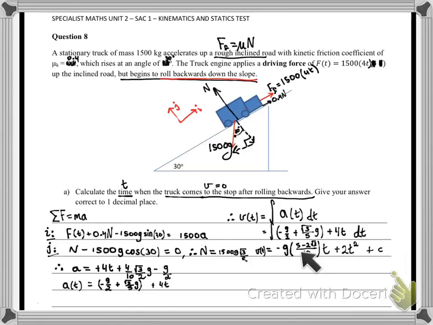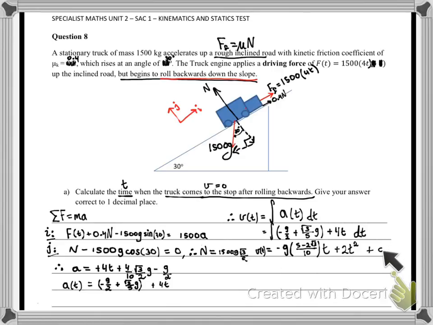Now, what have I done here? All I've done is taken out a common factor of negative g. That comes out and it gives us this nice little surd as our coefficient. You just treat it as a constant number, put in brackets, as the coefficient of t. Alright, so there's our velocity function.